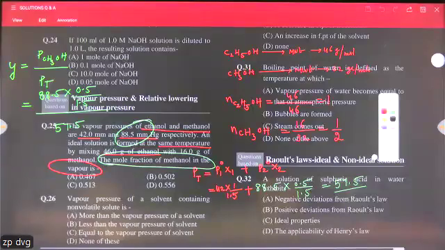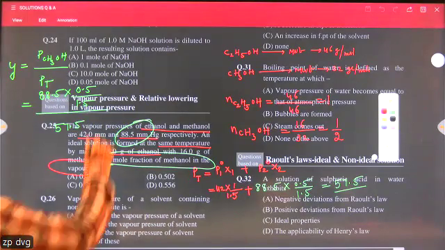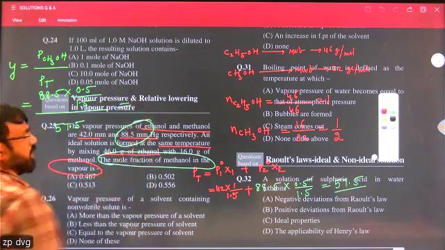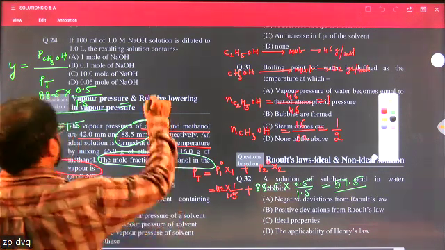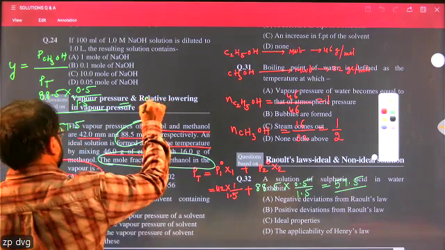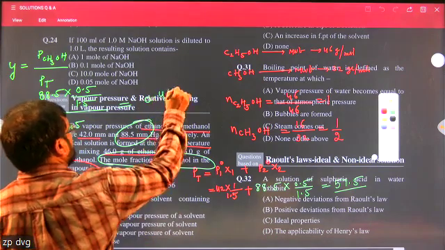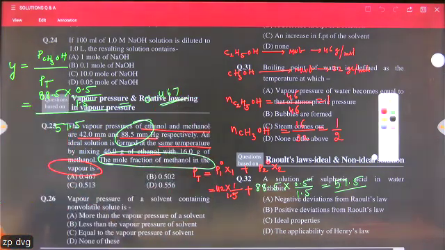So that is the total pressure. Then if we simplify, we will get the answer: the mole fraction of methanol in the vapor phase. If we simplify this, how much will we get? 0.467 we will get.